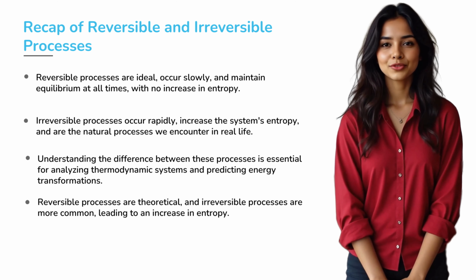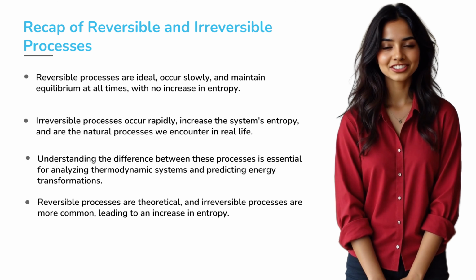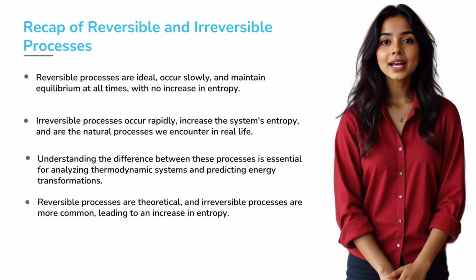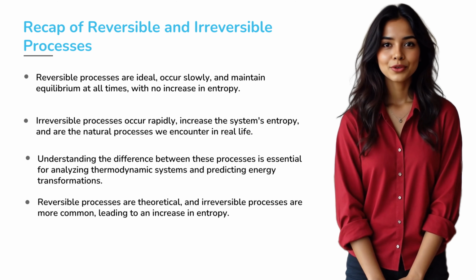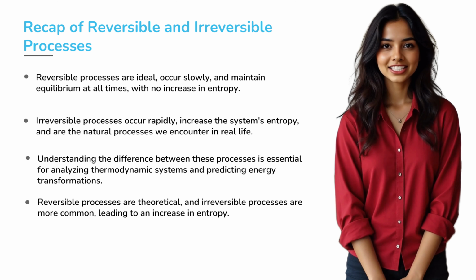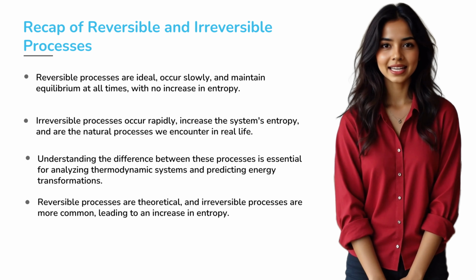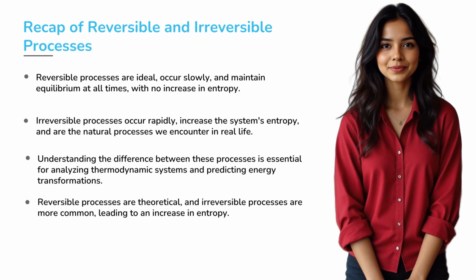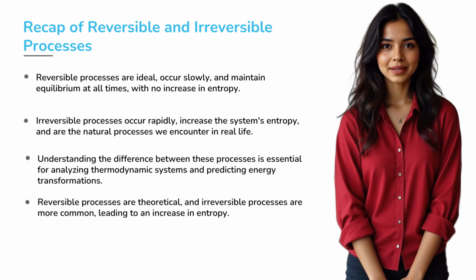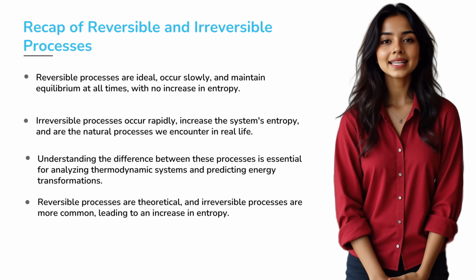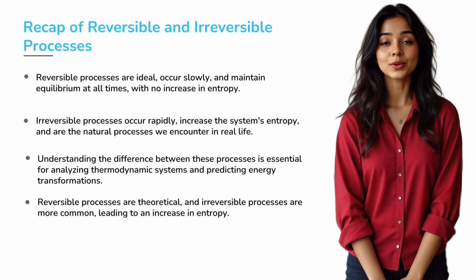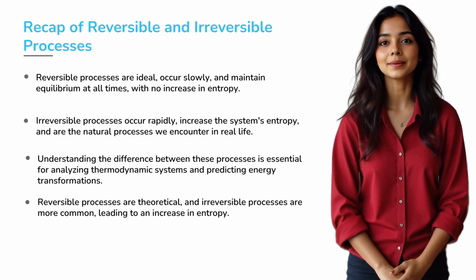To sum up, reversible and irreversible processes are the two main ways that energy flows and changes in thermodynamics. While reversible processes are idealized and maintain equilibrium, irreversible processes happen naturally, leading to an increase in entropy and making them practically impossible to reverse. The second law of thermodynamics governs all these processes, telling us that the universe is always moving towards more disorder.